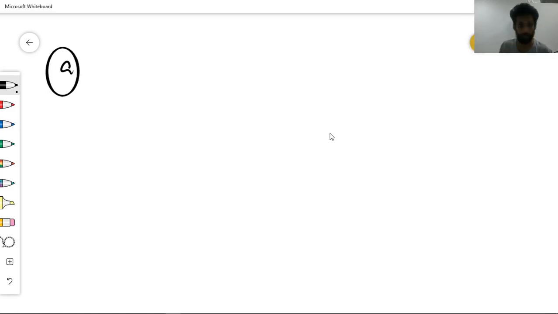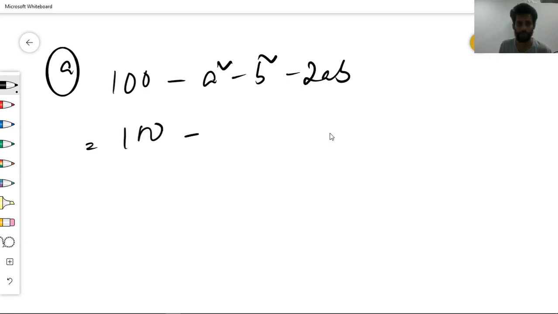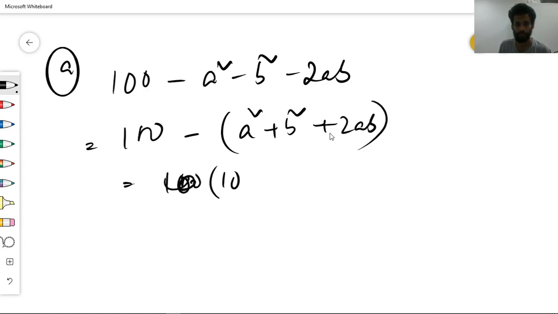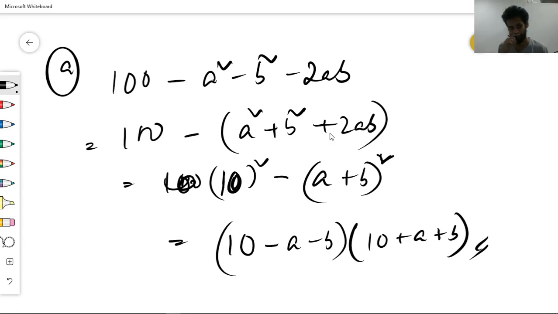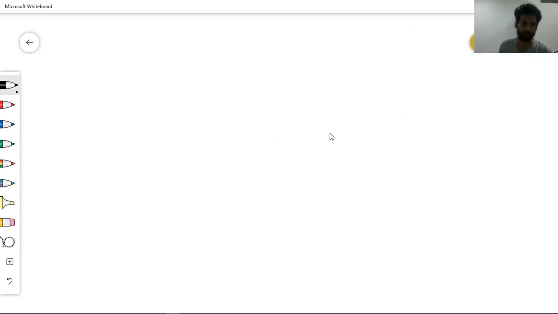Now question number 9 is factorization of this: 100 minus a square minus b square minus twice ab. So 100 minus, this part is common, a square plus b square plus twice ab. 100 means 10 square, and this is minus a plus b whole square. Okay, so now it will be 10 minus a minus b, then 10 plus a plus b. So this is the answer. Question number 9. Now 10.